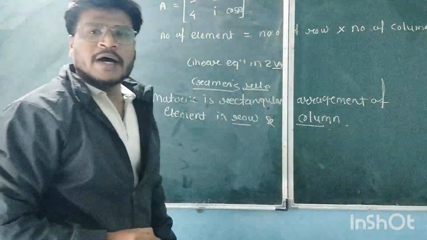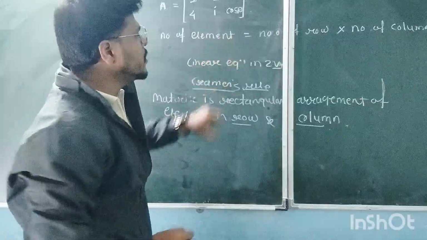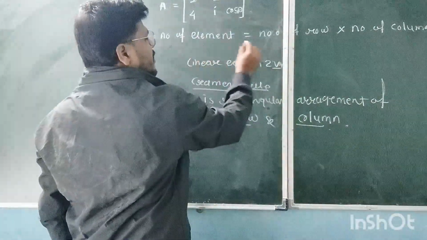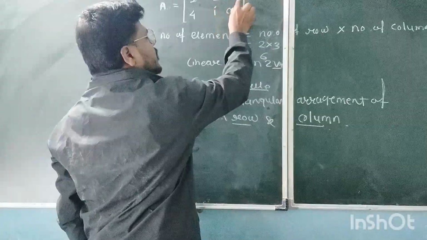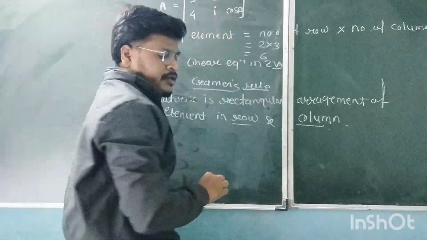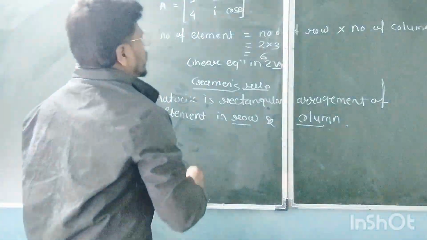How many rows are there? There are 2 rows and 3 columns. Therefore, the number of elements is equal to 2 into 3, that is 6. 1, 2, 3, 4, 5, 6. Therefore, 6 elements are there.